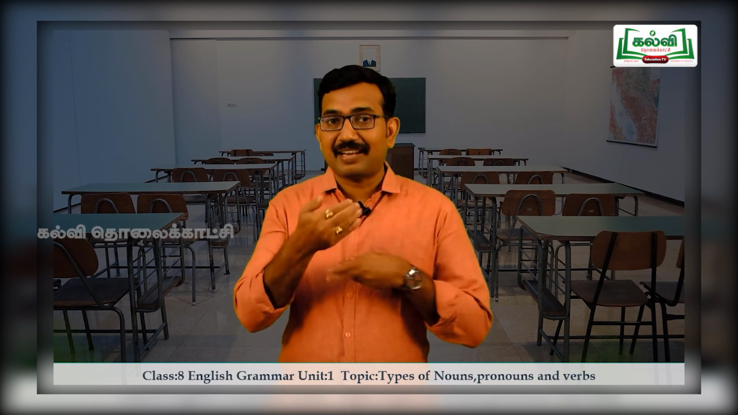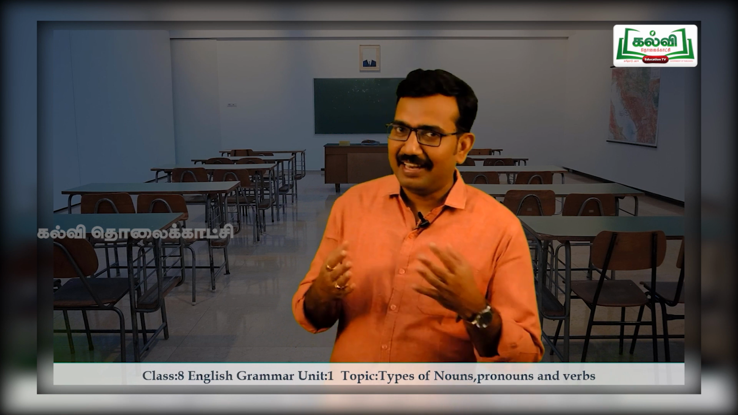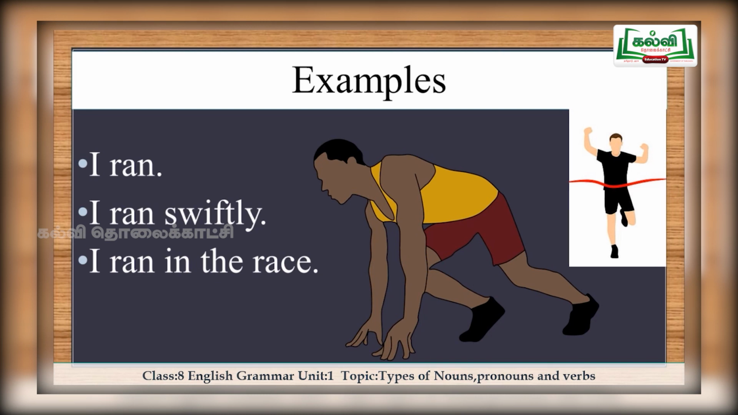Intransitive verb is the other type of verb. The word again tells you intransitive, which cannot be transferred to another. Intransitive verbs are verbs that express action without an object. If it has an object, then it is transitive. If it doesn't have an object, then it is intransitive. Let's check some examples here. I ran. So it is not followed by any object there.